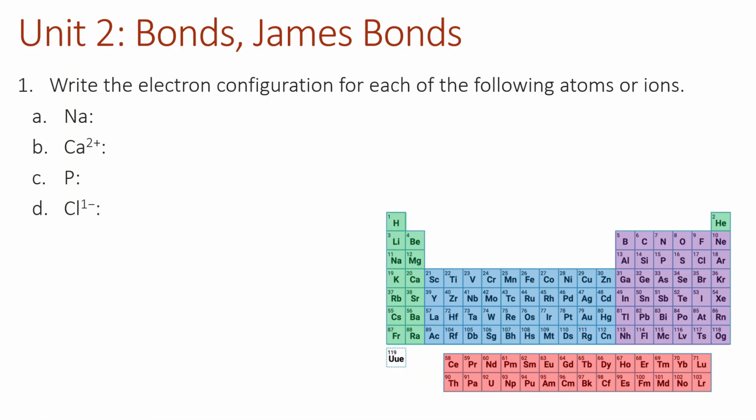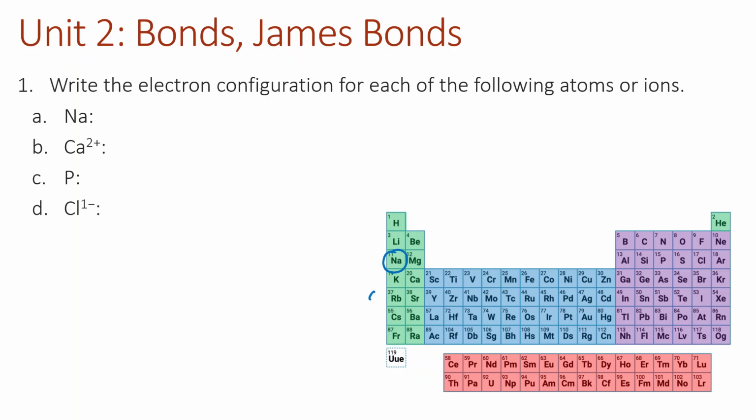In the first question here, we want to write the electron configuration for each of the following atoms and ions. So looking at sodium, sodium has a total of 11 protons, which means that it also has 11 electrons because we have a neutral atom of sodium here. So those 11 electrons need to be distributed into their energy levels and their shells, S, P, D, and F.